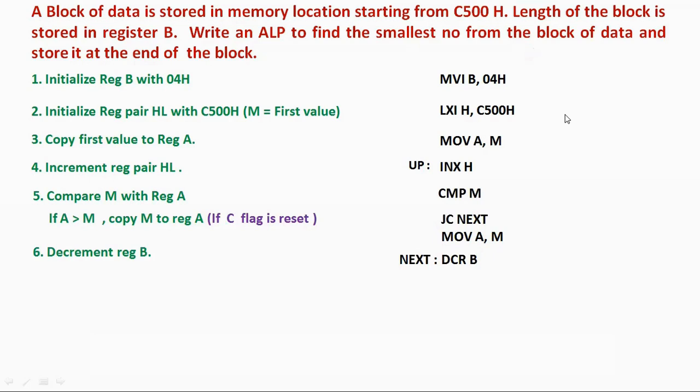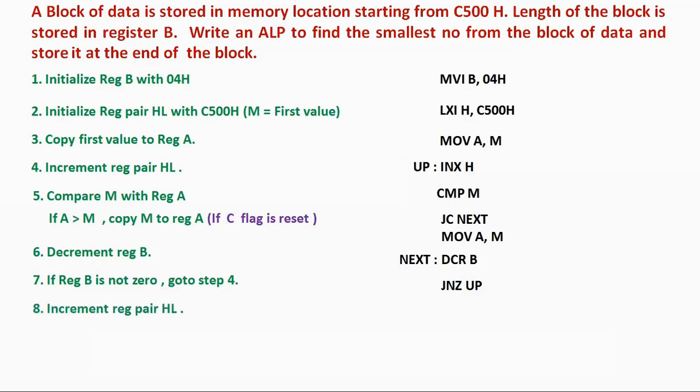Next, we decrease the register B value. After decreasing the register B value, we'll check whether B is 0 or not. If it is not 0, then we are going to move to the next step. So I have written JNZ up. JNZ up means, if the Z flag is not set, then we are going to jump to the up label.